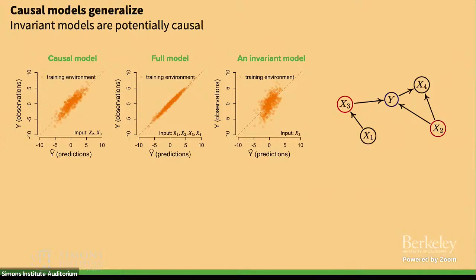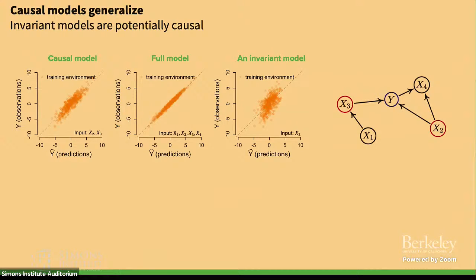So I generate data from it, and then I compare three different models where we use some subset of the covariates to predict y. And then what I plot in these graphs is the observations y on the y-axis, and the predictions we obtain for these three different models on the x-axis. So good predictions means that the points will lie very close to the diagonal.